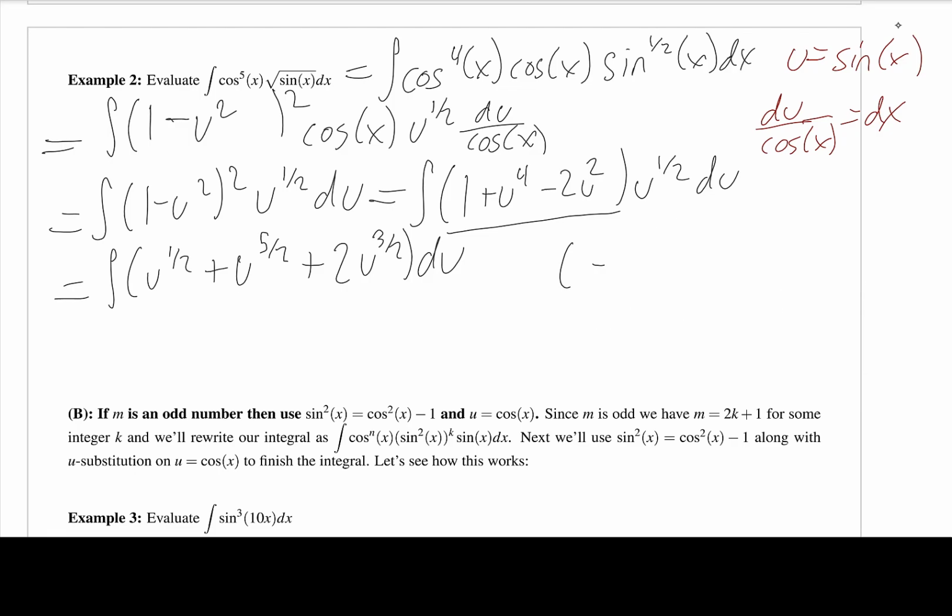Okay. So going back, 4 is the same thing as 8 over 2. And so 8 over 2 plus 1 over 2 will give me 9 over 2. And then this should be 5 over 2. Okay, and I need to make sure we keep our negative sign there.